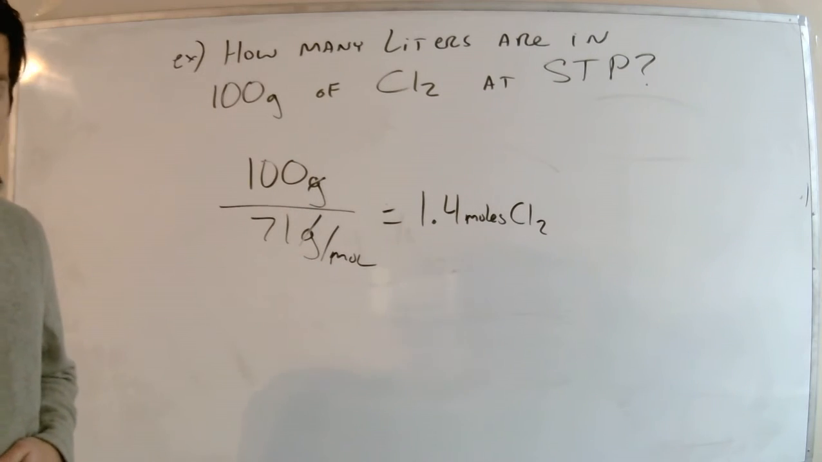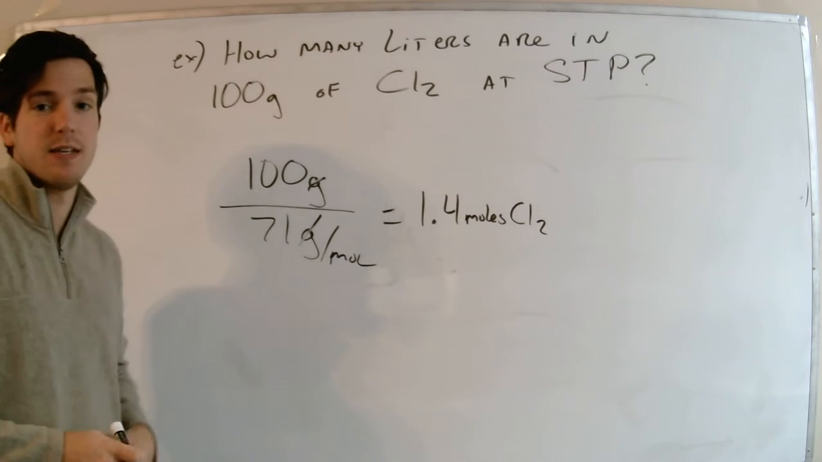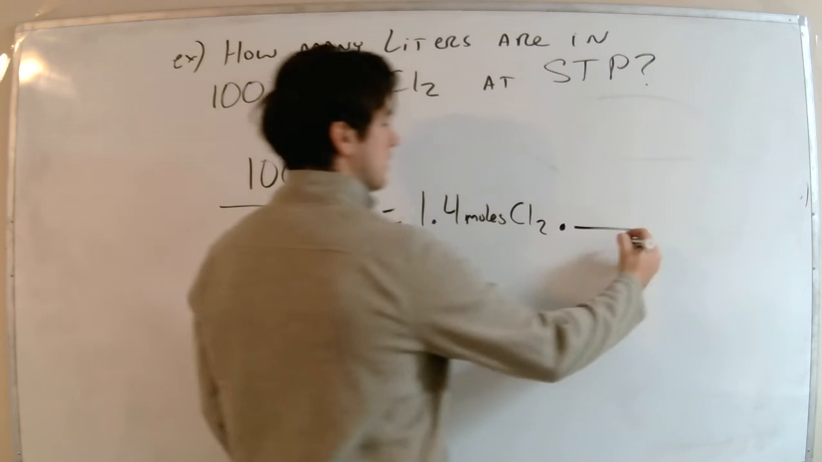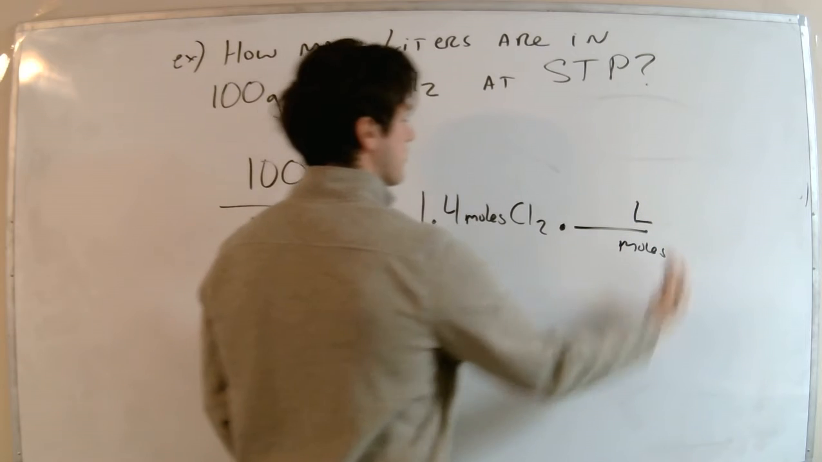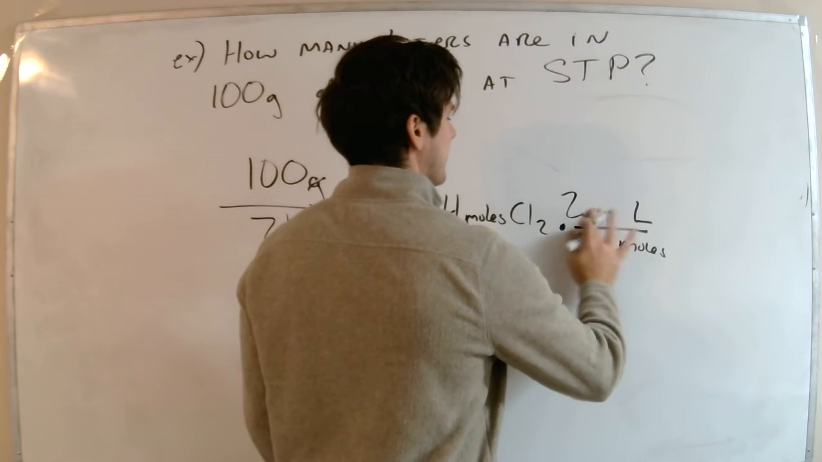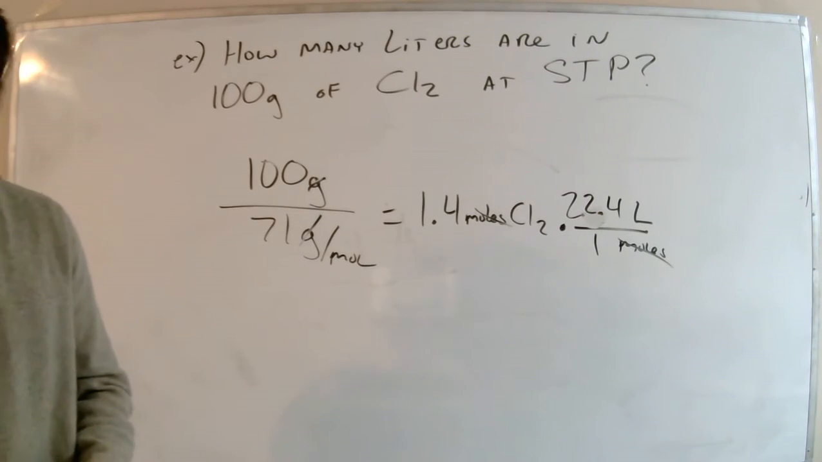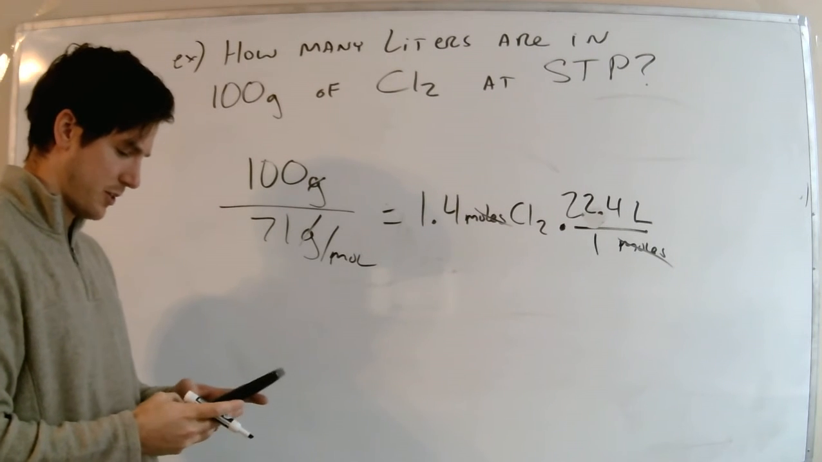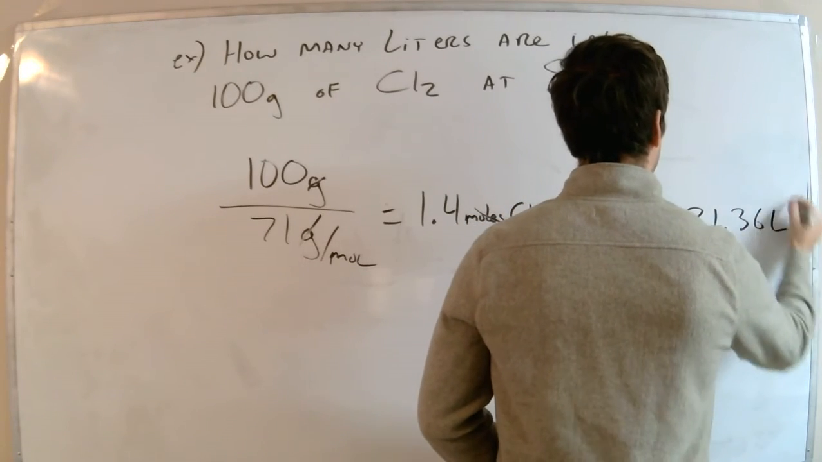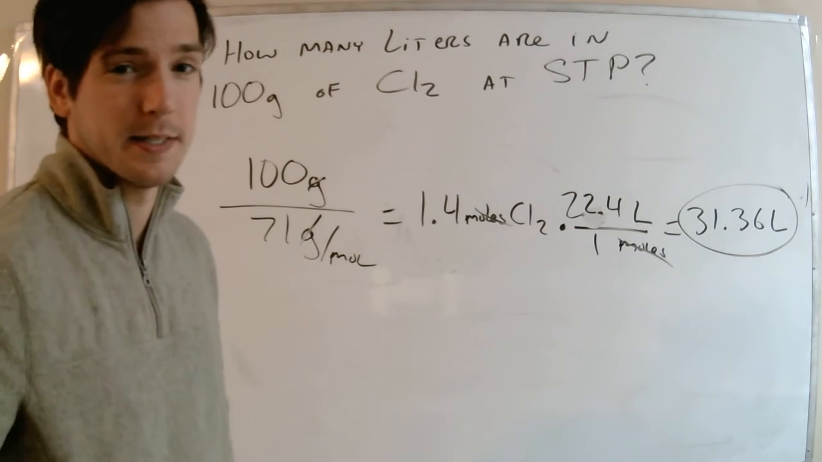Okay. So I'm cool there, but I'm not quite done yet, right? Because I want liters. Well, luckily this is at STP, so I could just do multiplication, fraction bar, moles on bottom. I know a straight conversion from moles to liters. For every 1 mole, there's 22.4 liters at STP. So 1.4 times 22.4 is 31.36 liters. So again, we're just adding one more step.